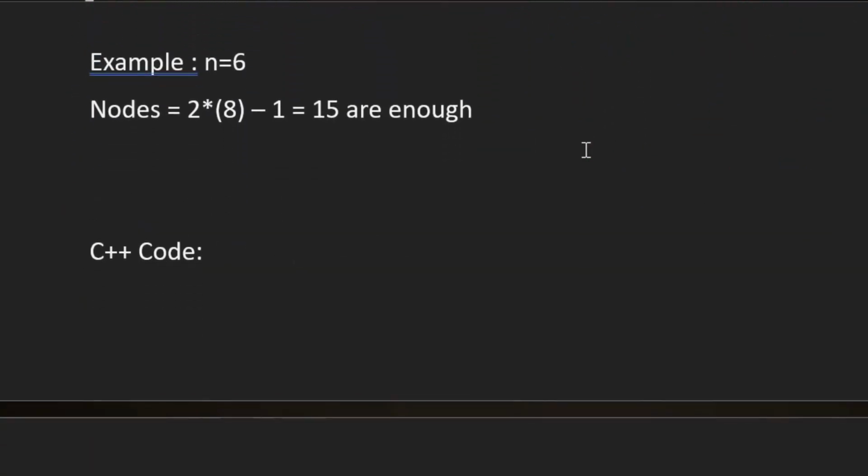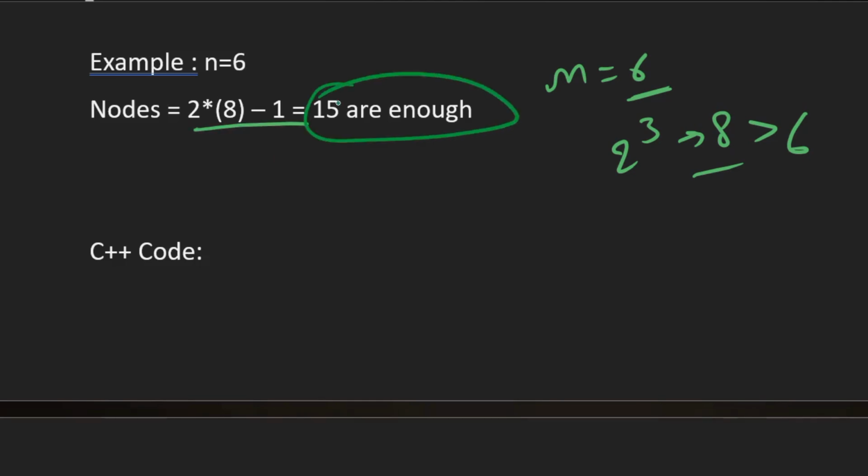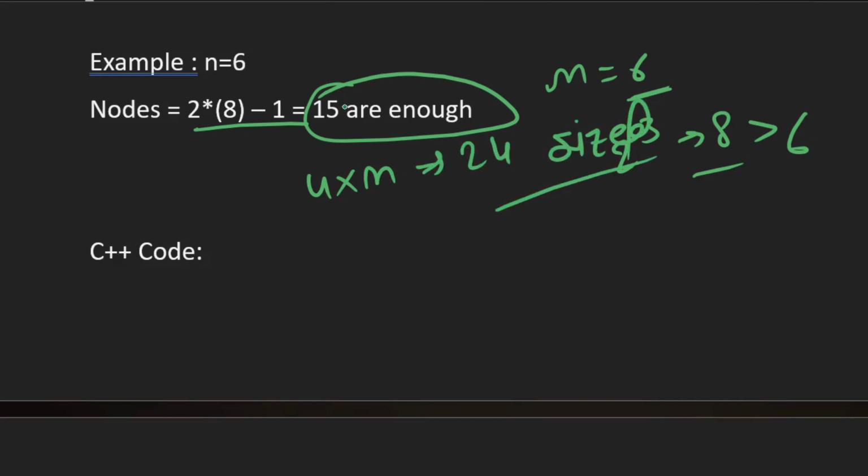So for example, if n is equal to 6, then the next power of 2 is 2 to the power 3, which is 8. 8 is greater than 6, so 2 into 8 minus 1 is 15. 15 nodes are enough, but for simplicity we directly take 4 into n, that is a 24-sized array. So we do not have to calculate the exact size, right?